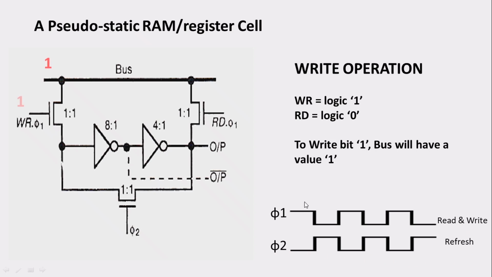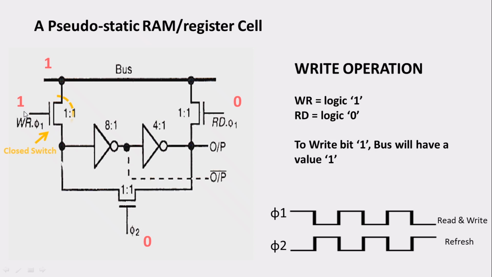Here in the bus we have logic 1, and we have applied the write signal as logic 1, and here we have applied the read signal as 0, and the clock phi 2 is 0. That means it is synchronized here. The phi 1 signal is 1 and the write signal is 1, that's why it is going to be 1 over here.